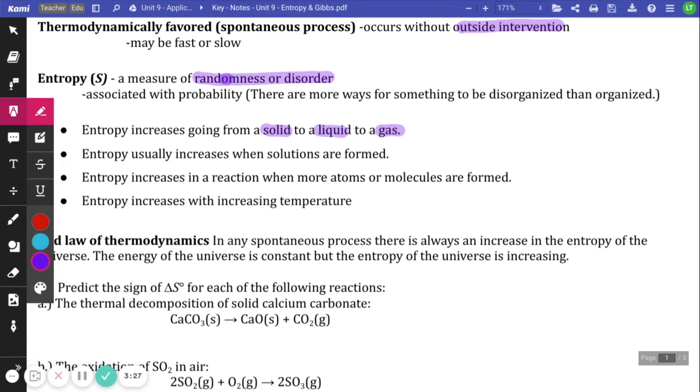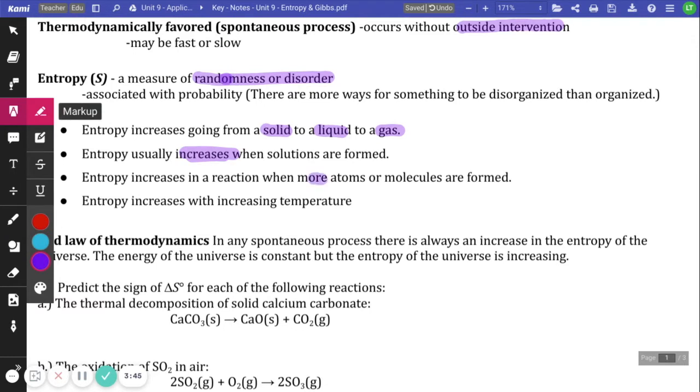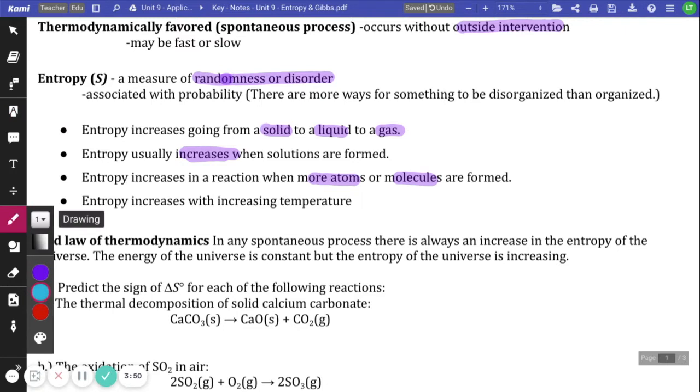Entropy usually increases when solutions are formed. Remember, a lot of times in solutions, our substances are going to dissociate or break apart into their ions. So again, we just have more pieces, so more likelihood to be disordered. And then entropy increases in a reaction when more atoms or molecules are formed. So basically, when we have more moles being formed, we're going to have greater disorder. Again, there's just more stuff, so there's a greater chance for it to be disorganized.